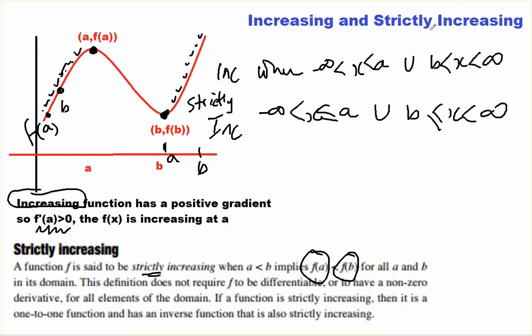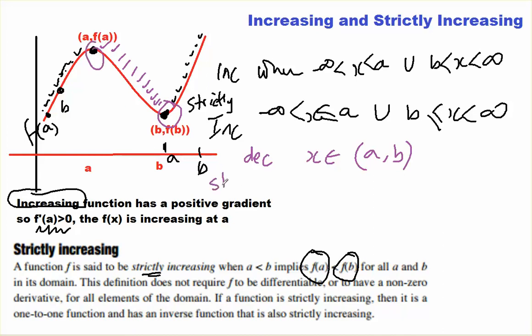Where is it decreasing? Okay, so it's decreasing when x is an element of a through to b, but not inclusive of a and not inclusive of b, because between here all the gradients are negative, but at b and at a the gradient is 0.